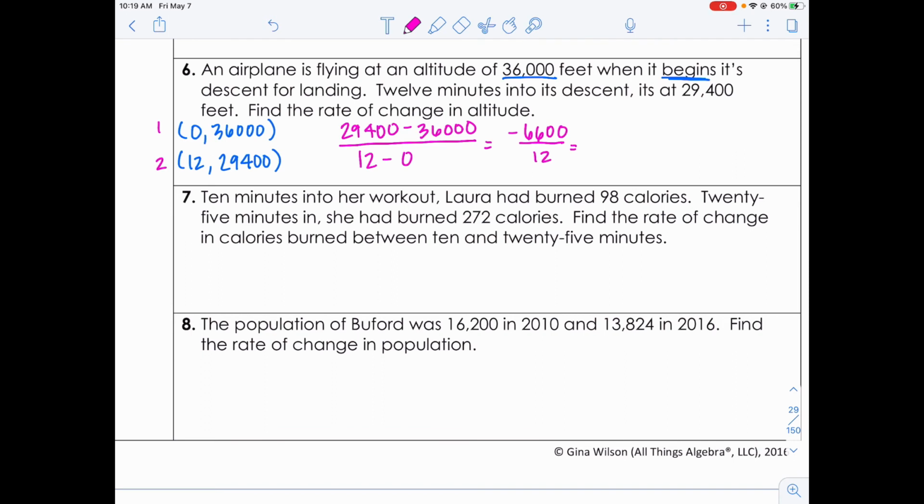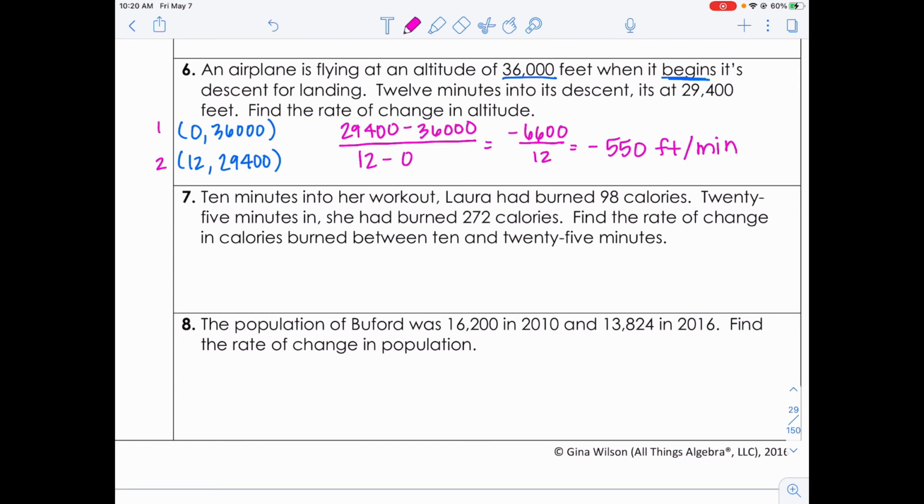We're going to divide them. I get a negative 550, and it needs labels. So our y's, we're talking about feet, so this is feet per, and then our time is minutes, so this is negative 550 feet per minute. All that means is that it is descending 550 feet per minute. On these, you do not need to have a sentence, even though they're technically word problems. Perfectly fine with you just giving the unit rate, making sure you have both labels though. Go ahead and try 7 and 8 on your own.